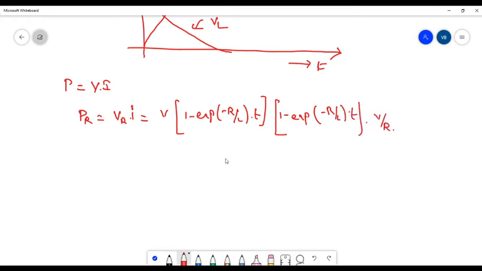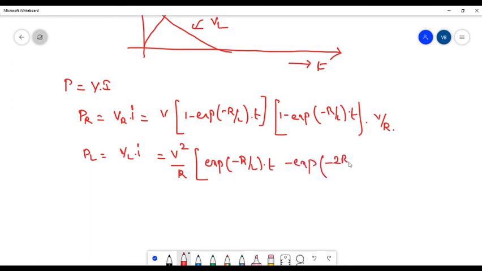Likewise, you can calculate PL also. So PL is VL into I. We know the VL value and the I value. Substituting those values, we get V square by R into exponential of minus R by L into t minus exponential of minus 2R by L into t. So this is PL as well as PR.